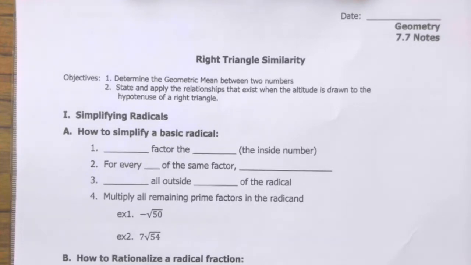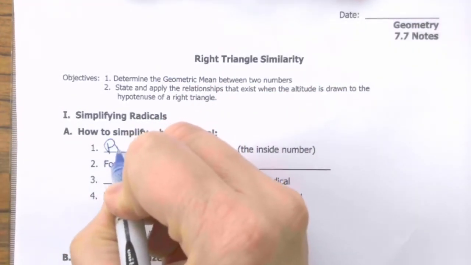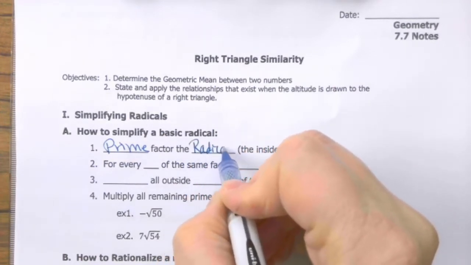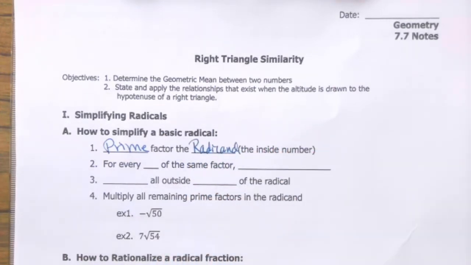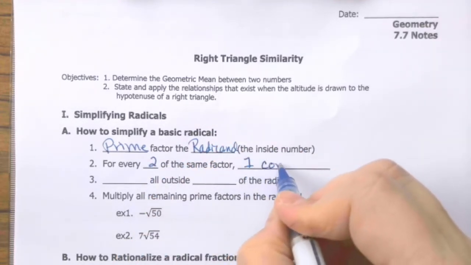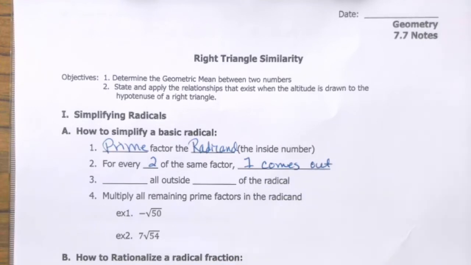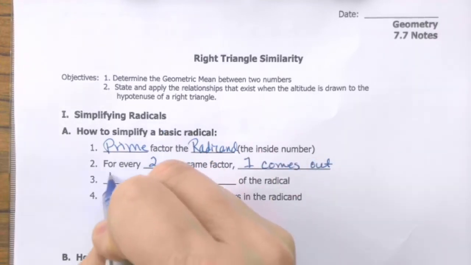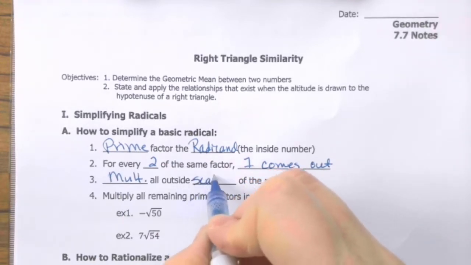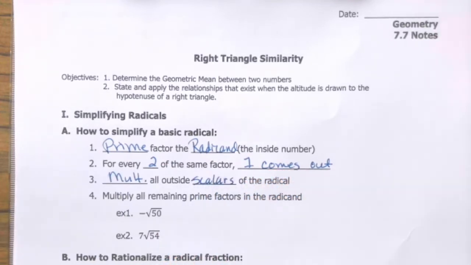Okay, so Roman numeral 1, simplifying radicals. How do you do it? Number 1, you prime factor the radicand. That would be the inside number. For every 2 of the same factor, 1 comes out. Once you've done that, you multiply all the outside scalars of the radical, and then multiply all the remaining prime factors in the radicand.